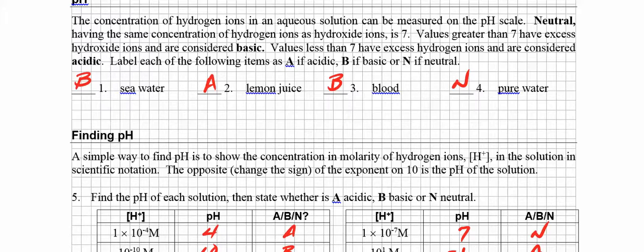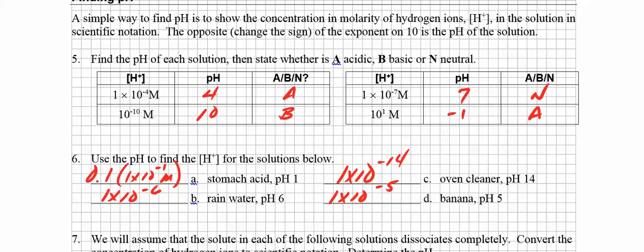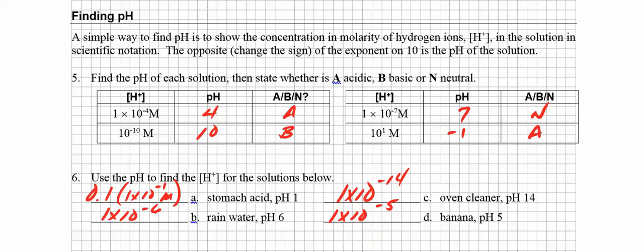All right, so we're going to talk a little bit about finding pH now. What do we mean by that? Well, a simple way to find pH is to show the concentration in molarity of the hydrogen ions in the solution in scientific notation. Then change the sign of the exponent on 10, and that is the pH of the solution. So if we have a hydrogen ion concentration of 1 times 10 to the minus 4, the pH would be, well, we'll change the sign of the 4, so negative 4 becomes positive 4, so the pH is 4. Remember that everything below 7 is going to be an acidic pH, so we're going to call this one an acid, and we're done with the first one.